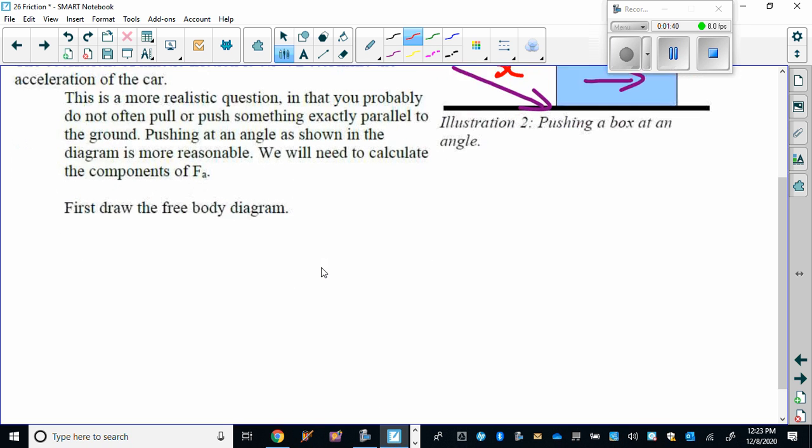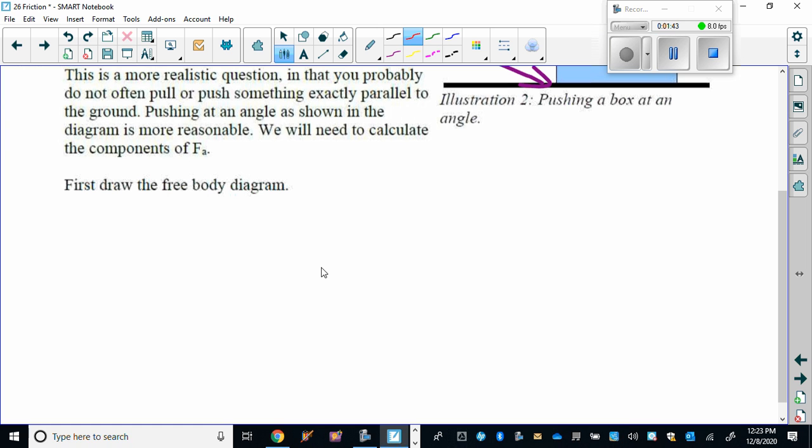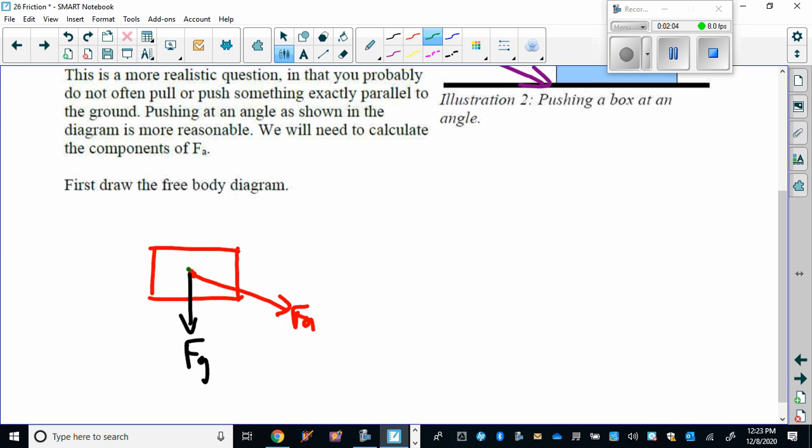After we draw a free body diagram. First, draw a free body diagram. Here it is. Now here's how the applied force, because we always draw from the center of the object, is actually going this way. So there's my FA. Of course, I've got gravity pulling it down, and the normal force pushing it up, and they are equal and opposite.